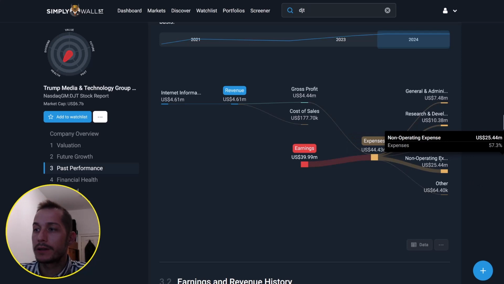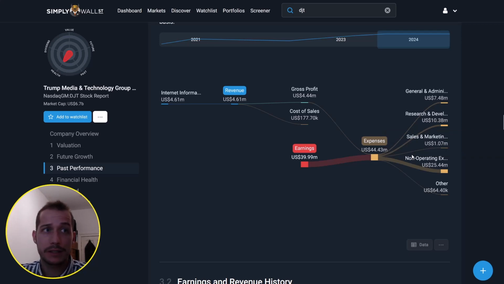I mean, non-operating expenses here, 25 million. What is that 25 million? You know, that's a big question mark. If I was an investor, I would be very nervous about this ticker.